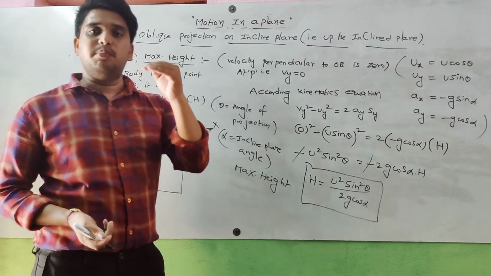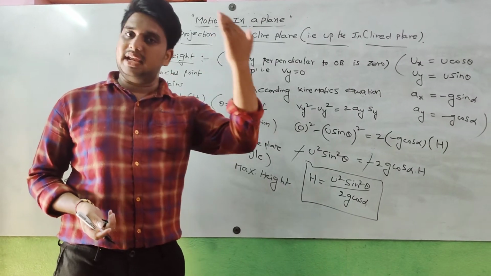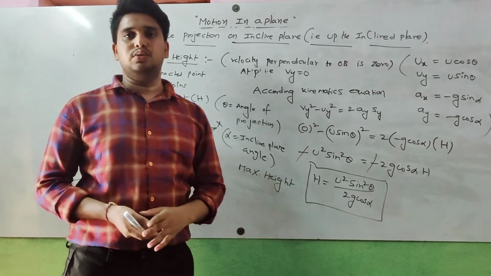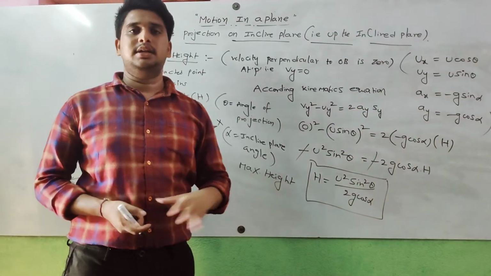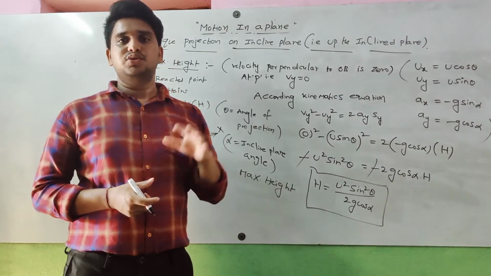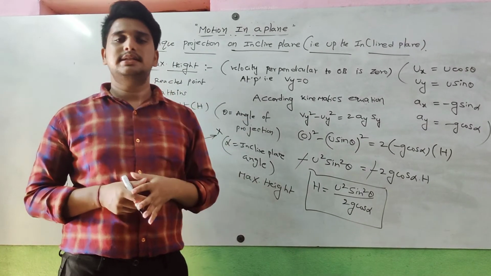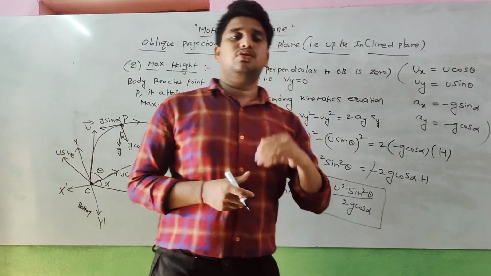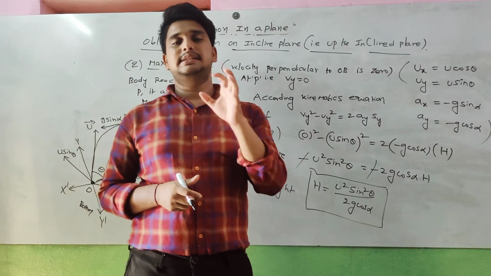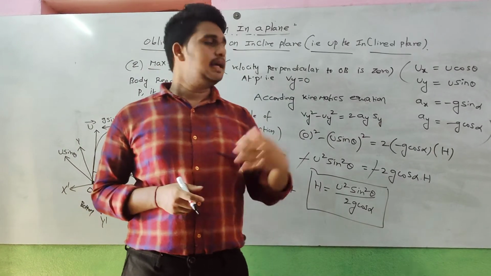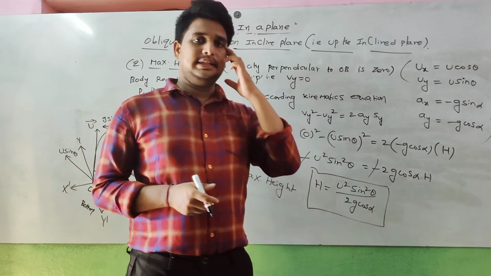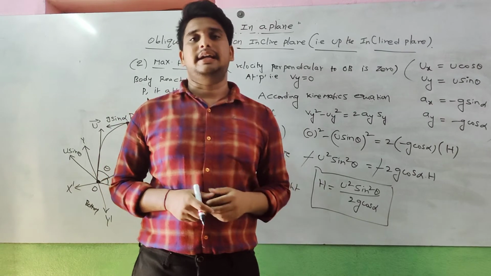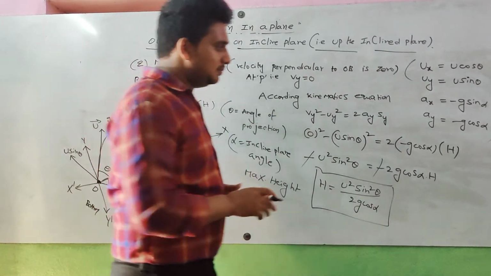Whenever a body is projected up the inclined plane, the maximum height attained by the body is h equal to U square sin square theta by 2g cos alpha. So this is the derivation of maximum height. Before we discuss range, let me discuss a simple example problem based upon this height concept. After completing this problem, you will get a clear idea.